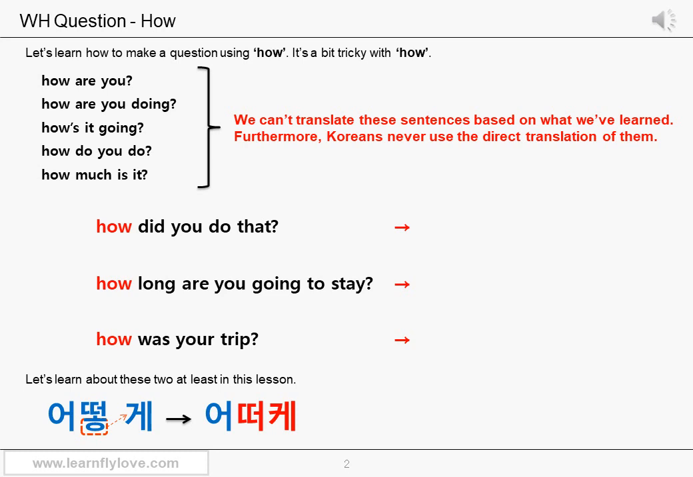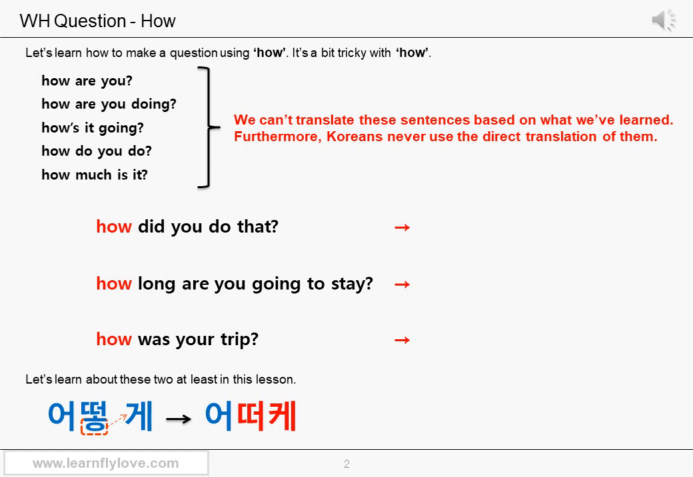We use how to ask about a particular way or a detail in which something happens or is done in any language. Of course, the same thing applies to Korean, but it's a little bit tricky to learn how to use how compared to the other interrogatives in Korean.